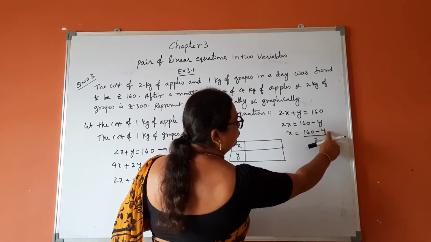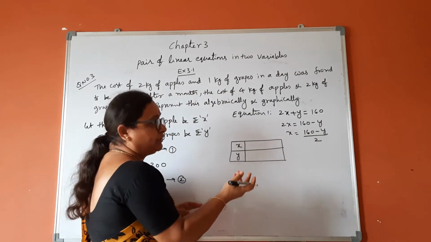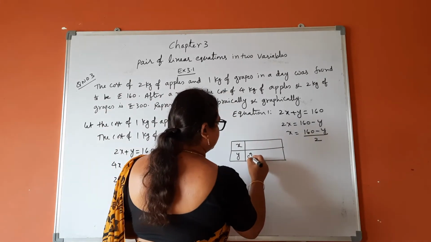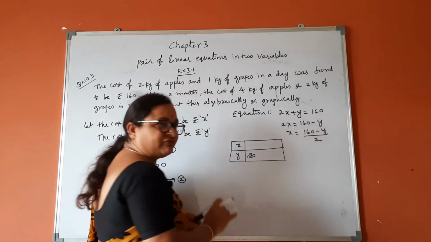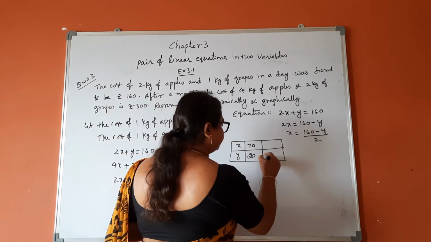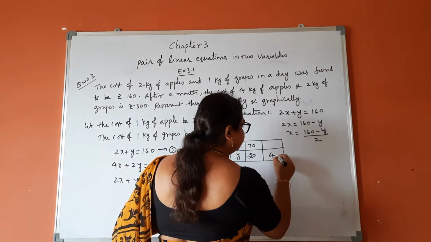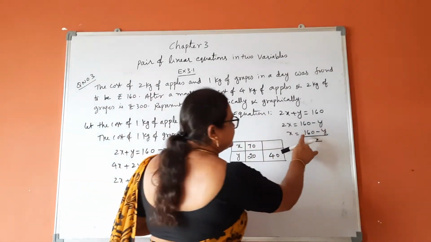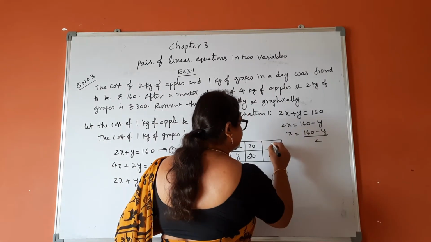Here, if you give y any value, y can take any value. Here I am giving y as 20. 160 minus 20, 140. 140 by 2, 70. If y is 40, 160 minus 40, 120 by 2, 60. So x is 60.